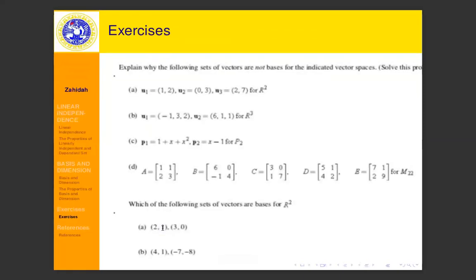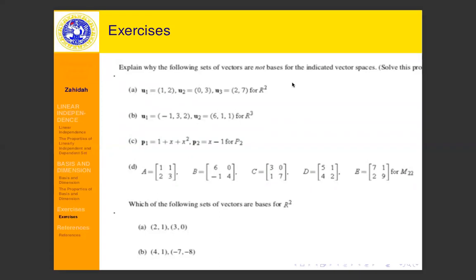Okay, this is the exercise we can answer directly, I think. Explain why the following sets of vectors are not bases for the indicated vector space. If you take a look, these are R2, but we have 3 vectors, right? Why are these vectors not a basis? What's your answer?